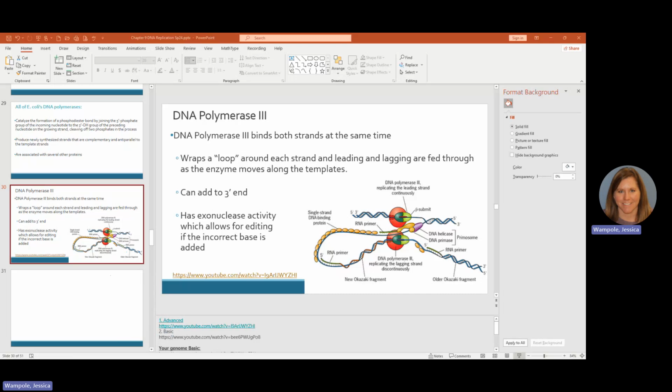DNA polymerase 1 can also go back and act as a proofreader. So polymerase 1 is also our exonuclease that removes the primers and puts in the correct DNA bases in place of RNA. But it can also act as a proofreader. So if the cell recognizes that it has inserted the wrong base, after DNA polymerase 1 goes through, it can still make that correction. That correction is called mismatch repair.